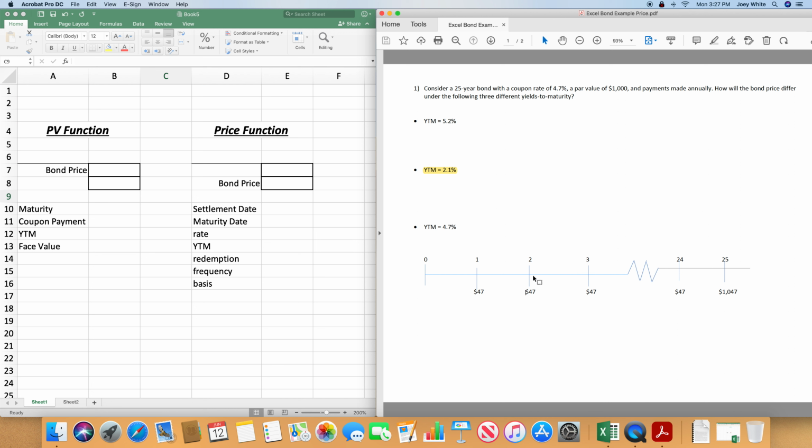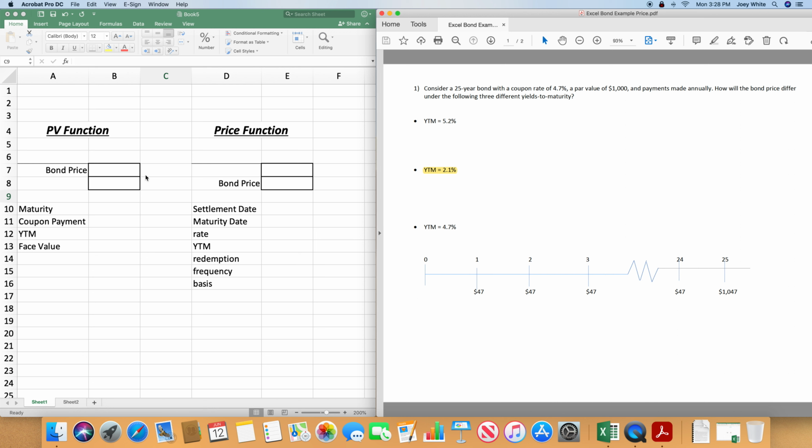So basically, if payments are made annually, the coupon's going to be 4.7% of 1,000. That means $47 paid each year for 25 years. And in that 25th year, when it matures, you also get that 1,000, making that last payment 1,047. Let's first calculate it, and I have three different yield to maturities here we could use. We're going to use this one highlighted in yellow, 2.1%. And you should know from the previous video that because the yield to maturity is less than the coupon rate, the bond price that we're going to get should be higher than 1,000.